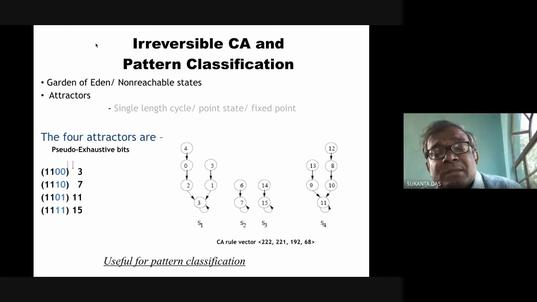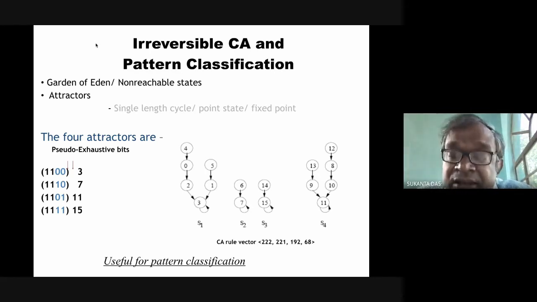Unlike the previous case, here we use irreversible CA. In particular, we use multiple attractor automata. You see in the transition diagram that the attractor is there. In this diagram, there are four attractors.